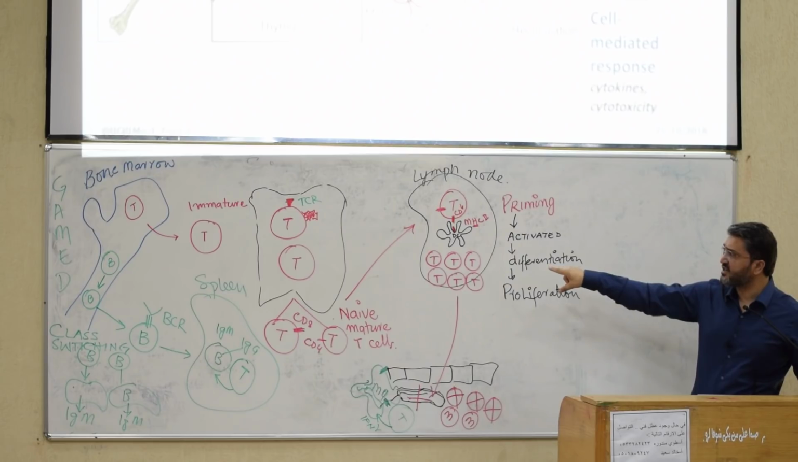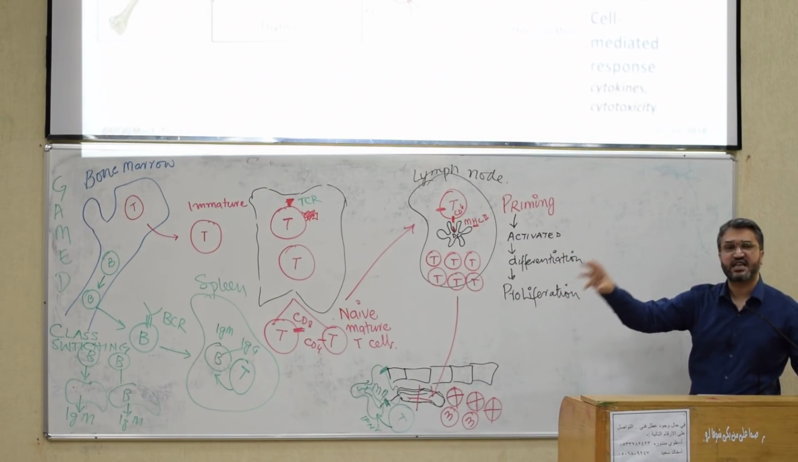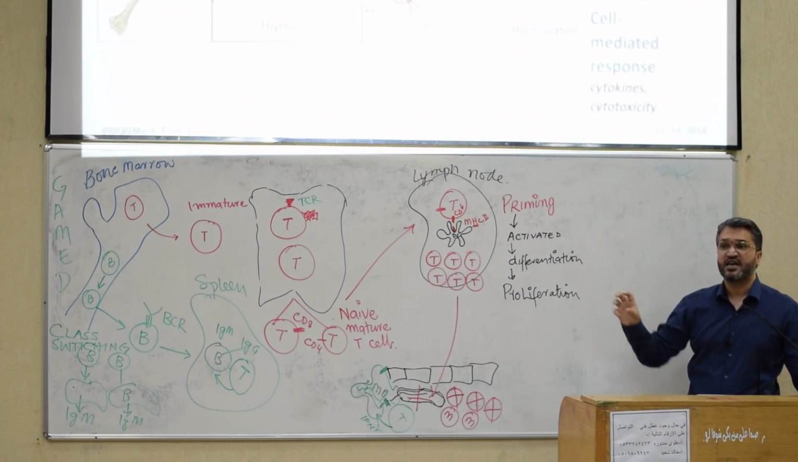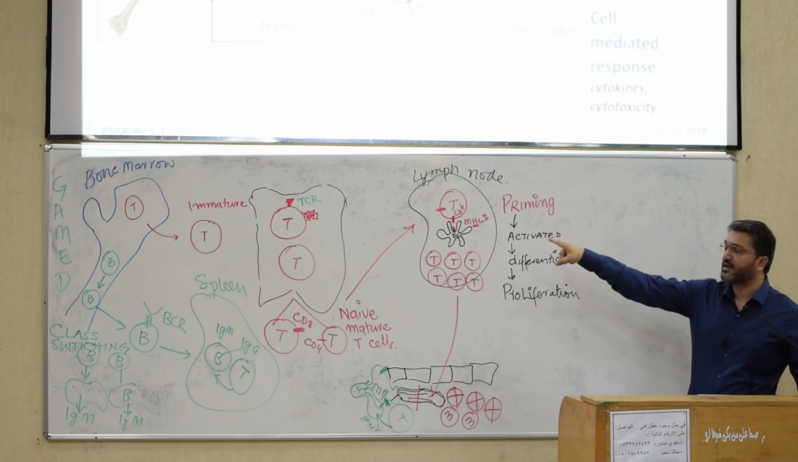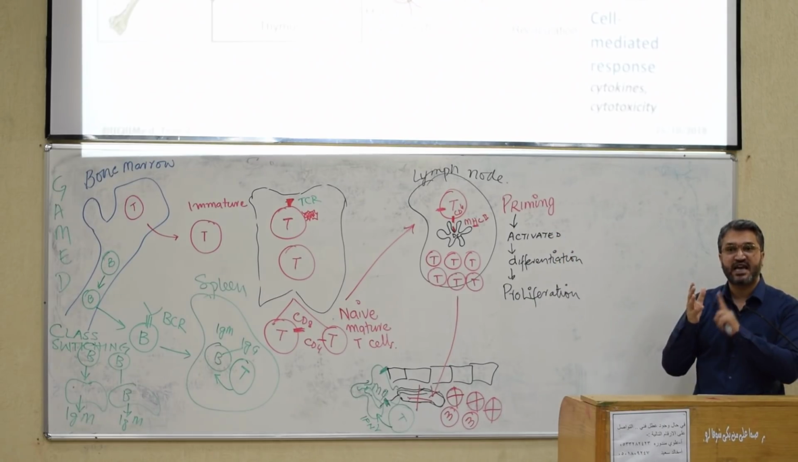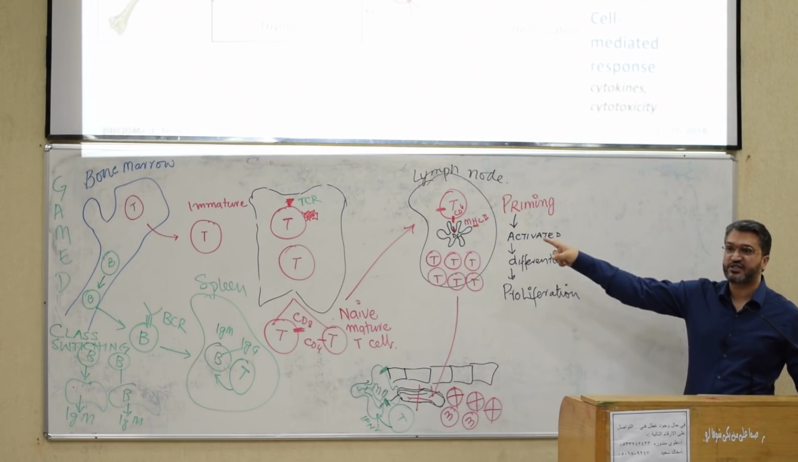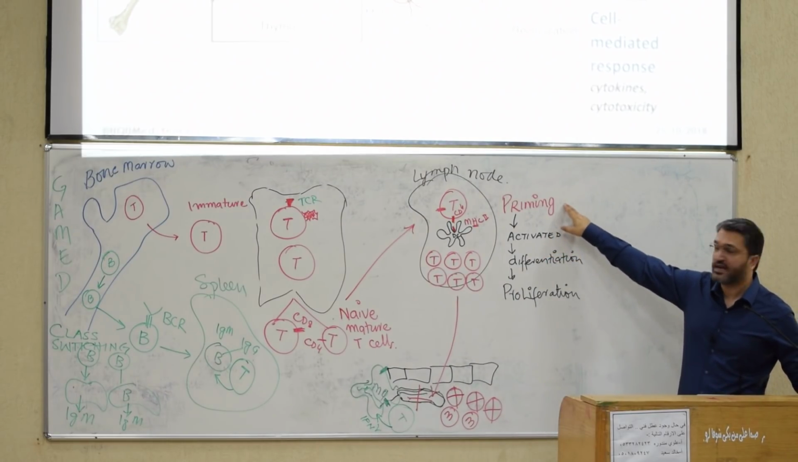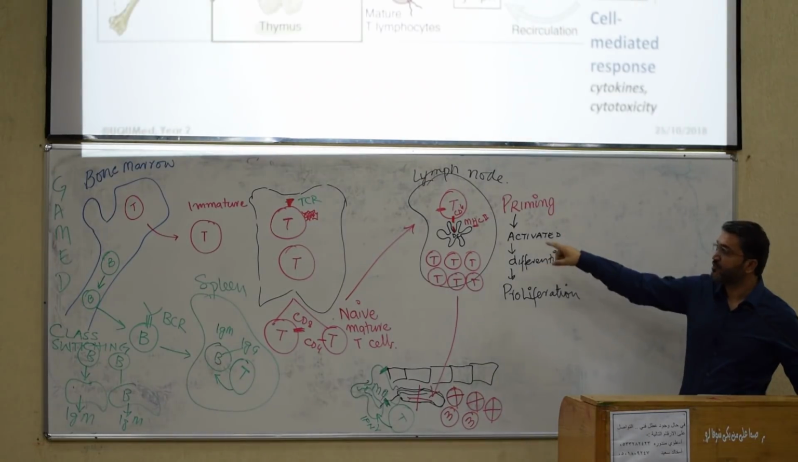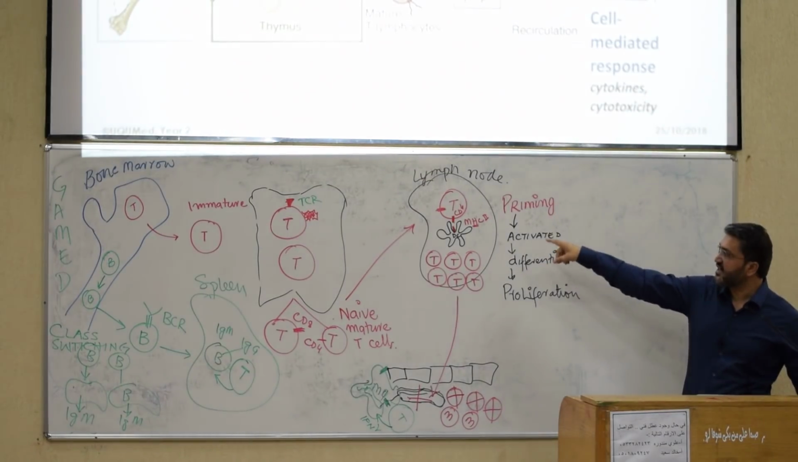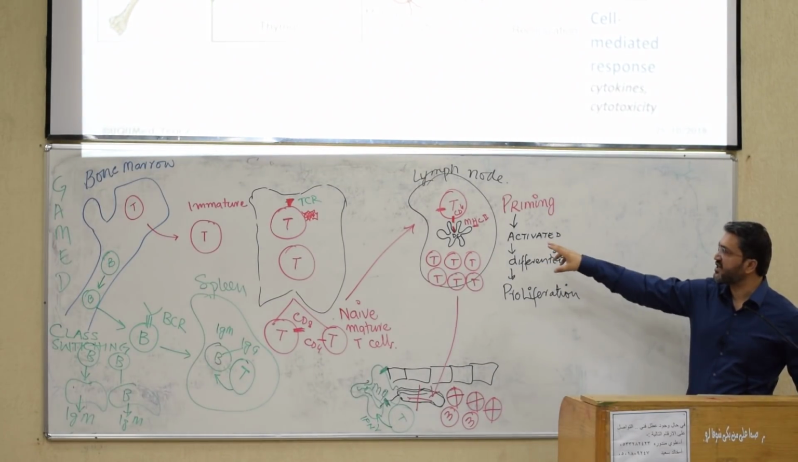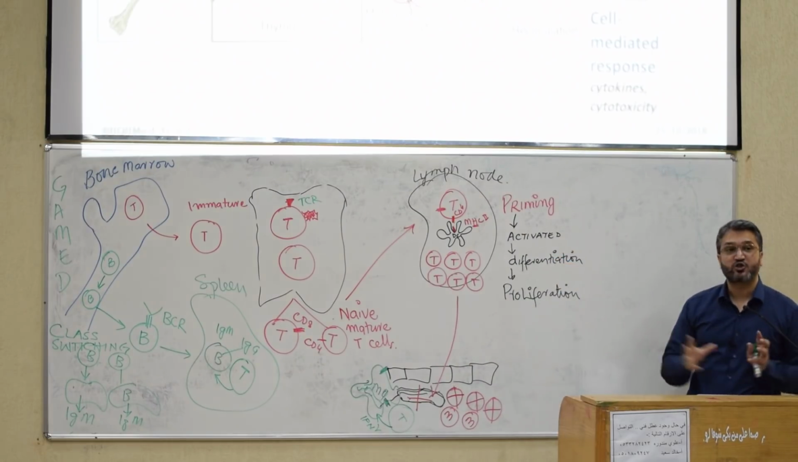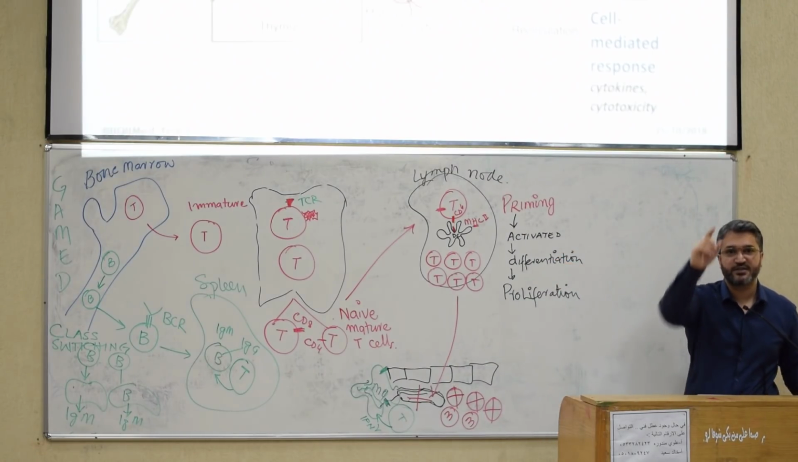Here when they enter the lymph node, the dendritic cell that has captured the pathogen will present it for the first time to a T cell, which is called a naive mature T lymphocyte. And the first time presentation is called priming. Once it's primed, it has to become active. Activated, we will see how activation takes place. Then it has to become one of the, yes please.